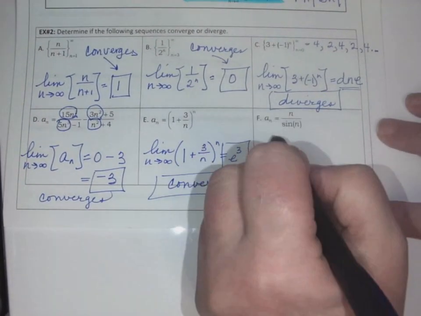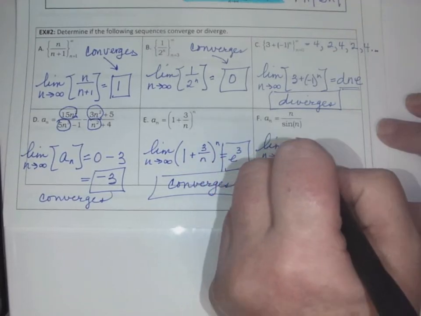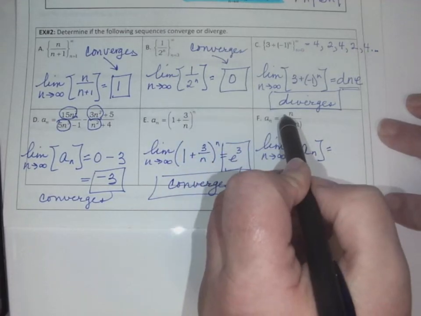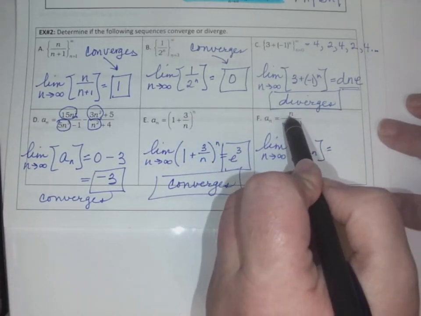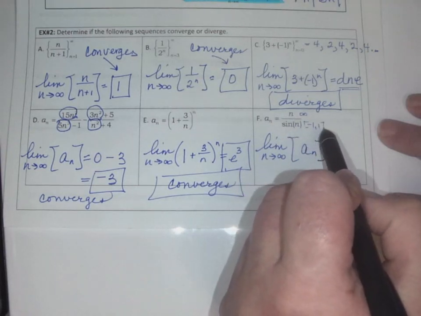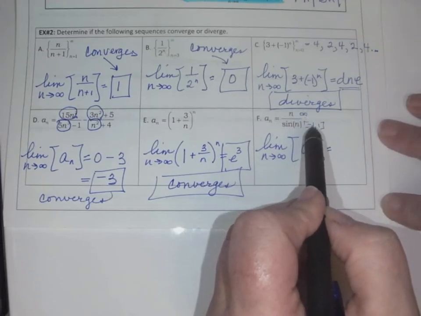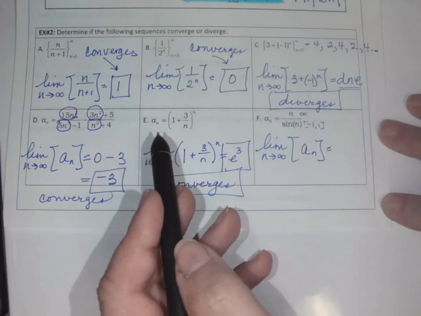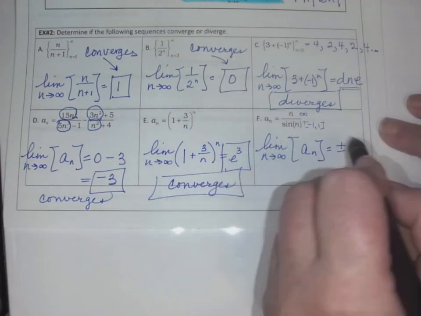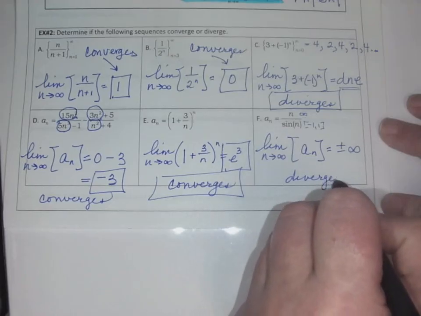All right, for this one, if we do the limit as n goes to infinity of a sub n, it's top heavy because this part is going to go off to infinity while this part stays between -1 and 1. So actually what it's going to end up doing is oscillating between positive and negative infinity. If it oscillates between positive and negative infinity, then the limit doesn't exist. So we say it diverges.